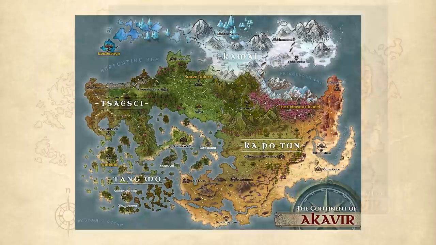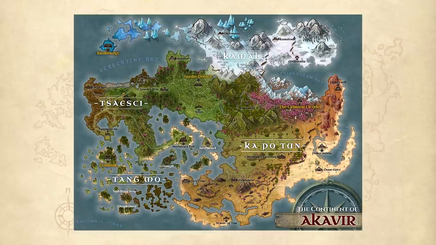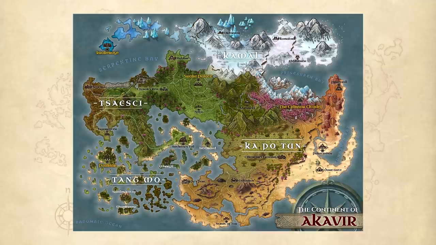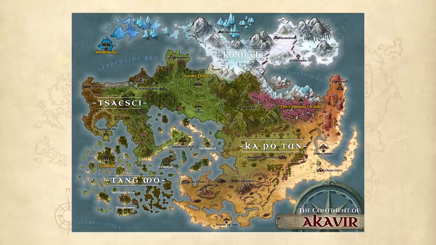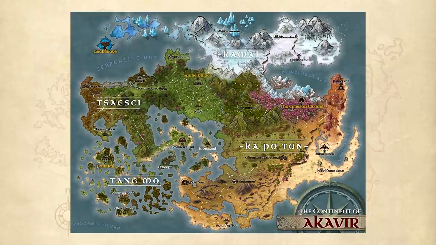Some sources even state that they've allied themselves with the Tengmo race, one of the other races of Akavir, in order to further strengthen their power. Toshraka's goals are, as of now, to obliterate the Sesi and eventually launch a full-scale invasion on Tamriel, but we'll see if that ever comes to fruition. Wouldn't it be fun if we see that in Elder Scrolls 6?